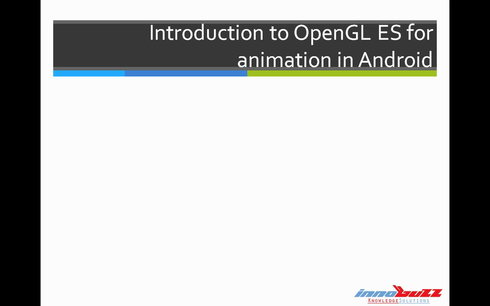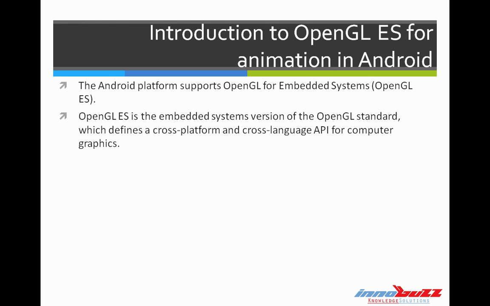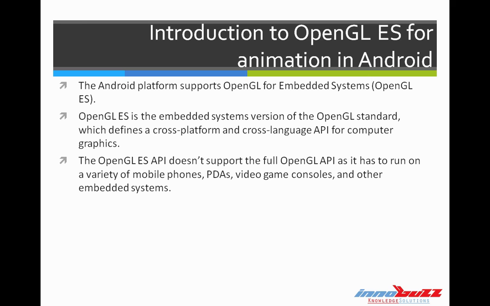Introduction to OpenGL ES for animation in Android. The Android platform supports OpenGL for embedded systems. It is the embedded systems version of the OpenGL standard, which defines a cross-platform and cross-language API for computer graphics. The OpenGL ES API does not support the full OpenGL API as it has to run on a variety of mobile phones, PDAs, video game consoles, and other embedded systems. In short, OpenGL ES API is a cut-down version of OpenGL API.